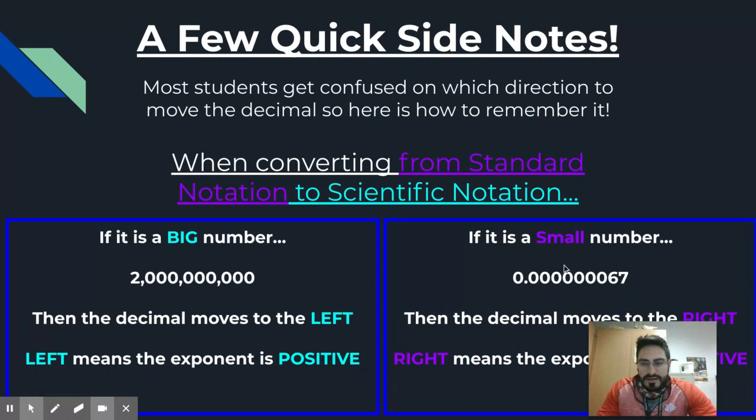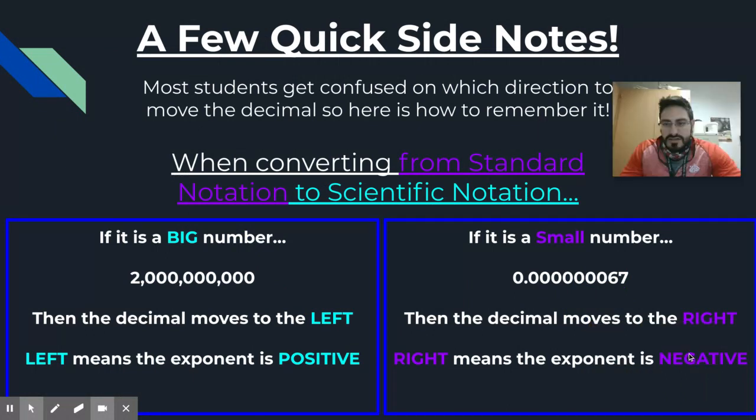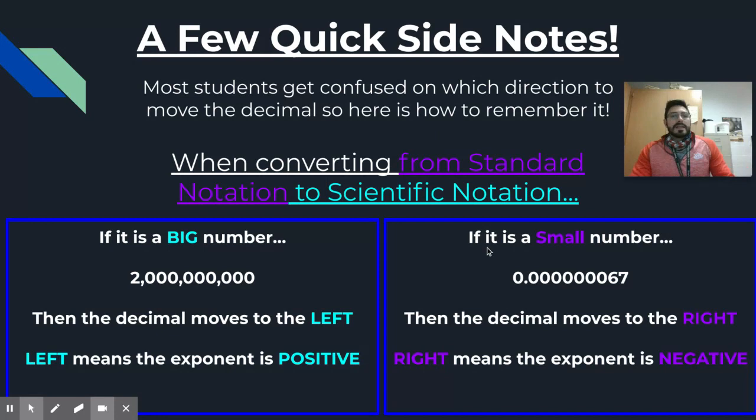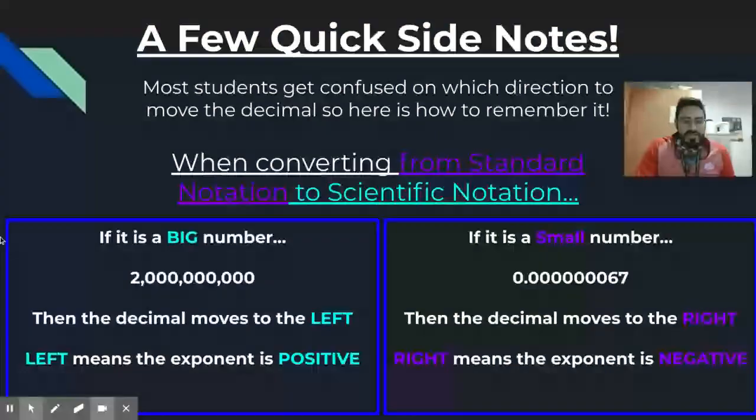All right, I'm going to move this up just a little bit so you can see a little better. So if anybody gets confused on this, most of the time it's due to which direction you have to move, left or right. So remember what we said. A positive exponent is going to be a number bigger than 1. And the opposite is true for a small number. So in a big number right here, 2 billion, that number is going to have a positive exponent.